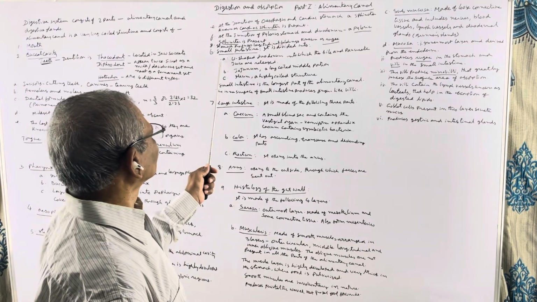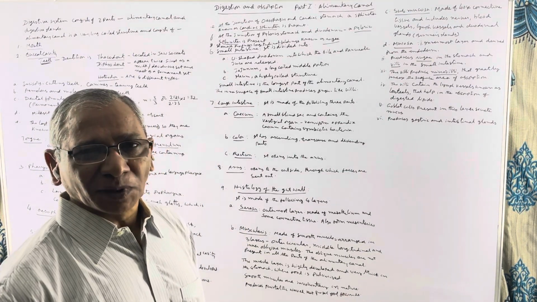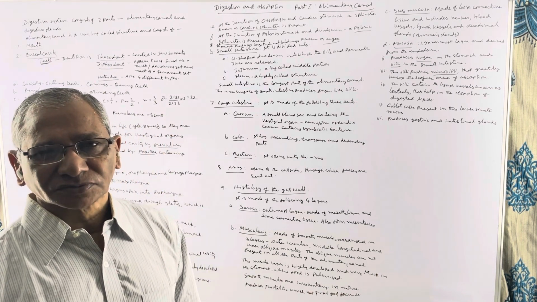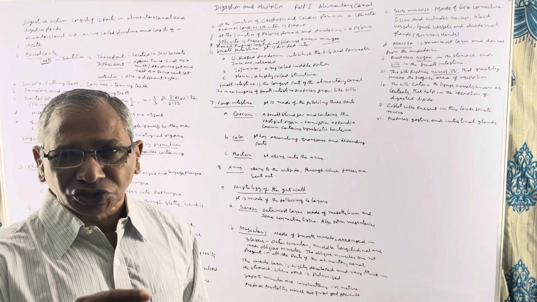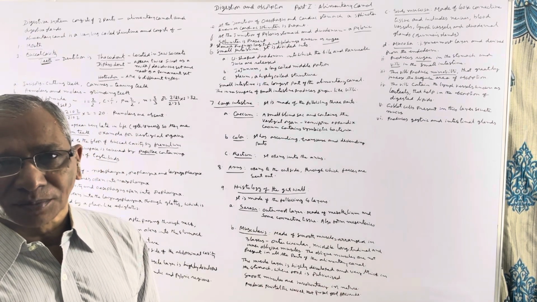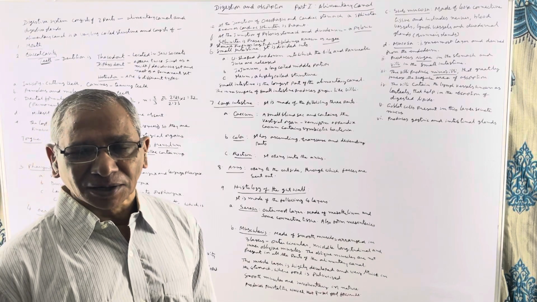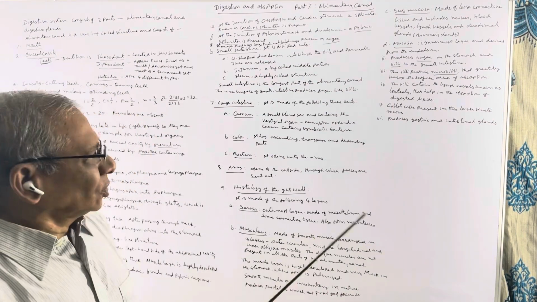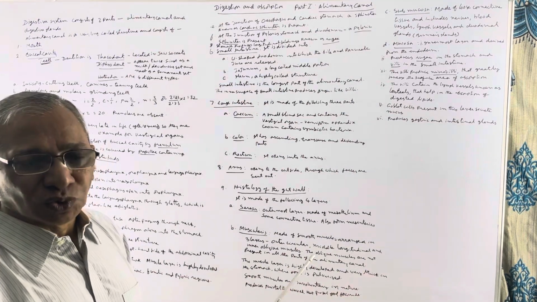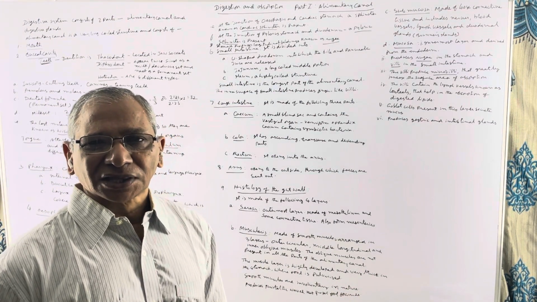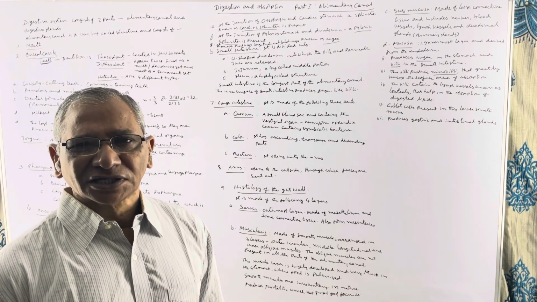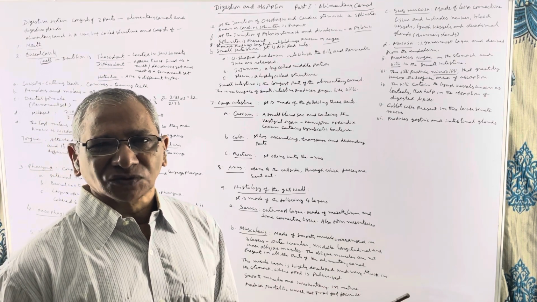Then the small intestine. The small intestine again consists of three parts: the anterior U-shaped duodenum, the middle part jejunum, and the last part ileum. The duodenum is a U-shaped structure into which are released the bile juice and the pancreatic juice. It also secretes some hormones. I will be dealing with that later on.